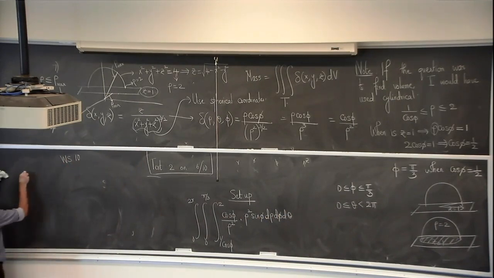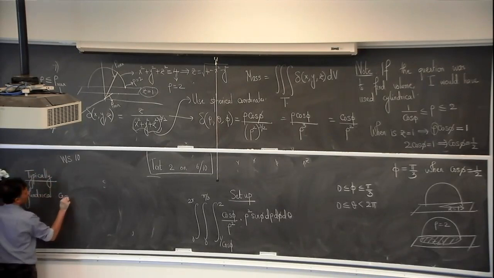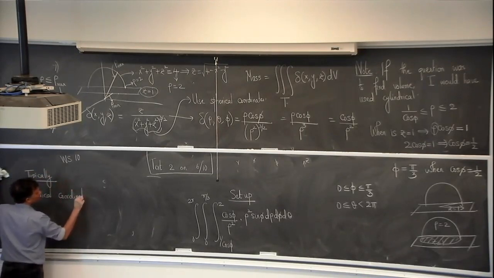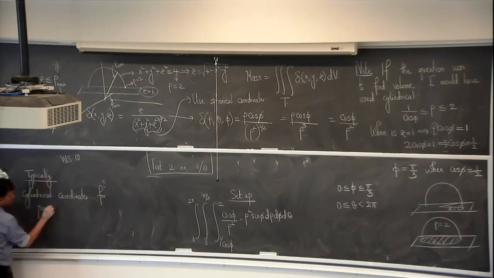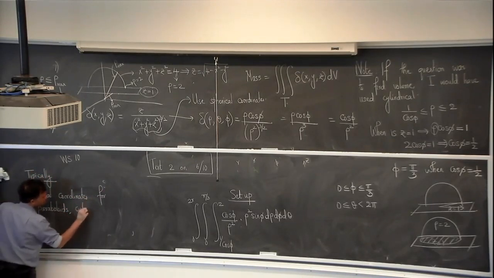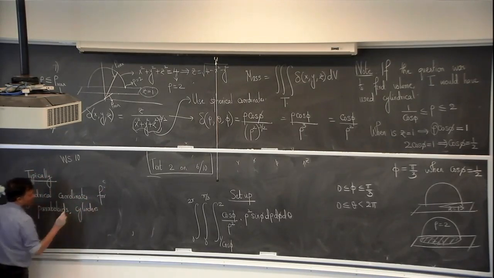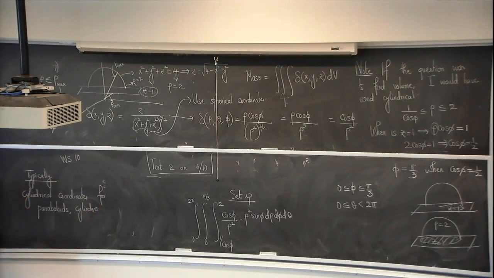Okay. So typically cylindrical coordinates for paraboloids, cylinders. Okay. Even if there is a cone inside the cylinder, you could still use cylindrical coordinates because it's not a difficult thing to manipulate a cone.